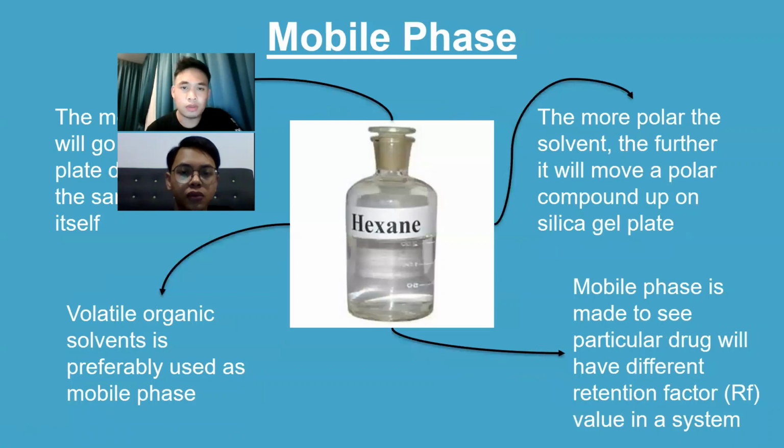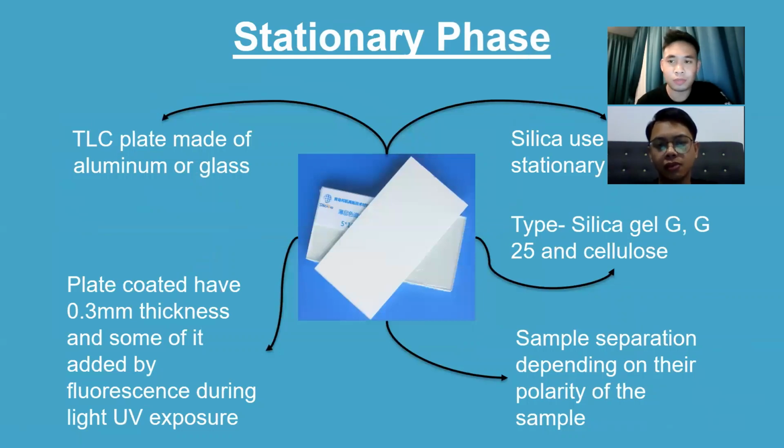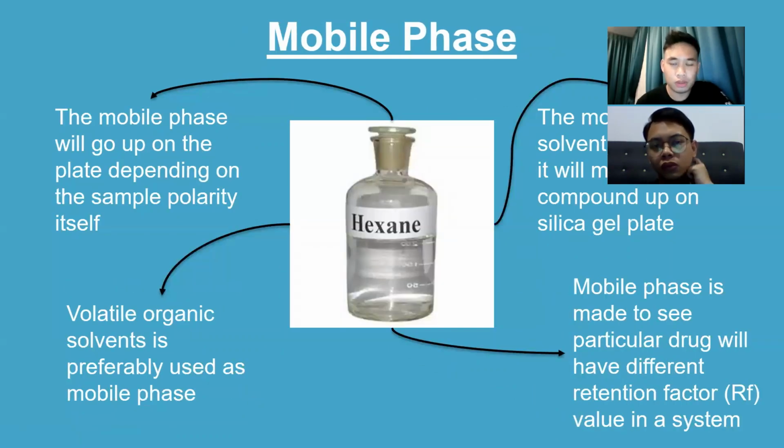Next, we will look into the mobile phase. The mobile phase will go up the plate depending on the sample polarity. The mobile phase will travel on the TLC plate, which, as I said before, is the stationary phase. The mobile phase travels on the TLC plate because it is a liquid, and it depends on the sample polarity itself.